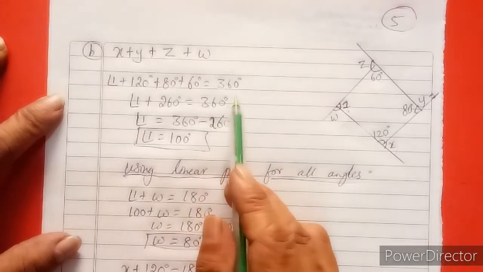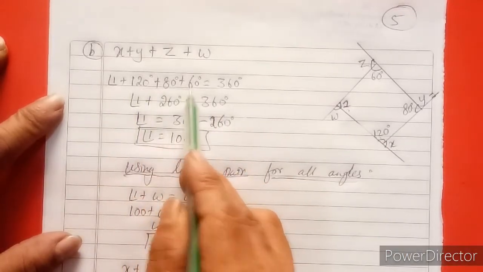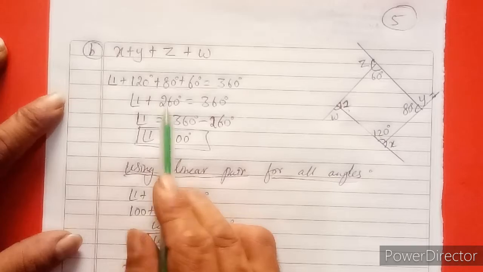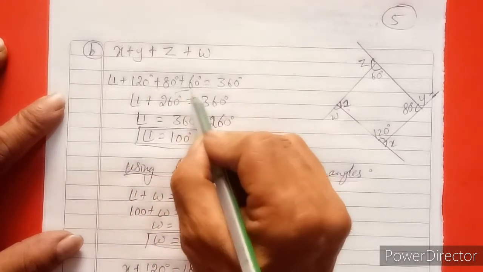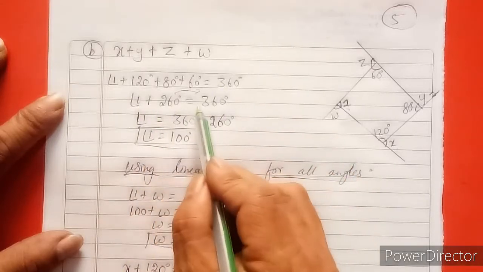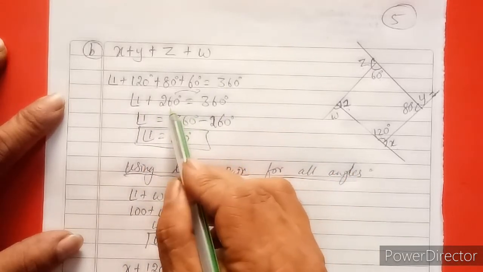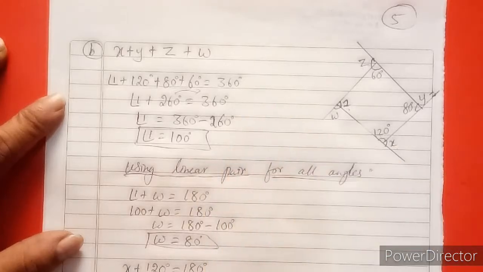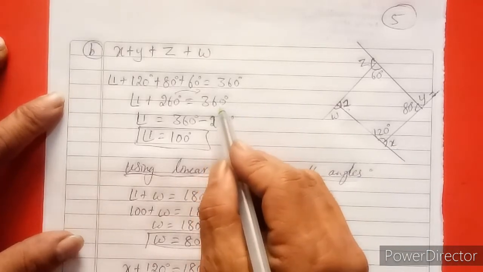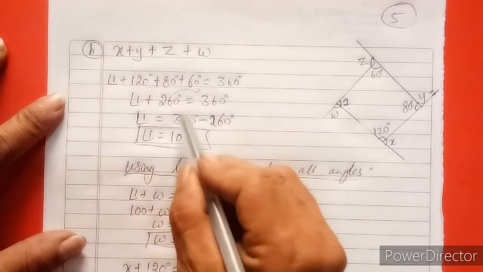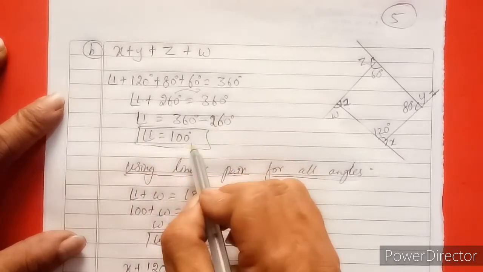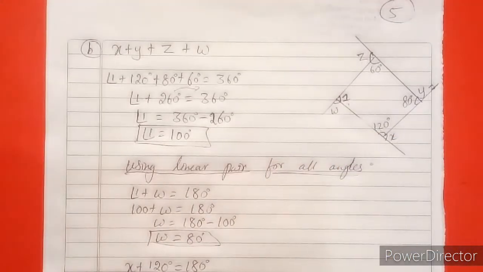If we add these three values, we get 260 degrees: 120 plus 80 is 200, and 200 plus 60 is 260. If you transpose it from the left-hand side to the right-hand side, it becomes a minus sign. Angle 1 is equal to 360 minus 260, so angle 1 is 100 degrees. We got that. Now after that, similarly, we are using linear pair angles.